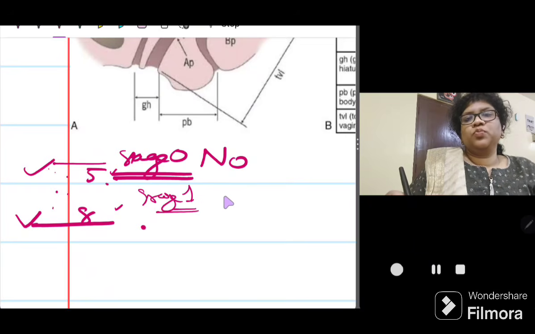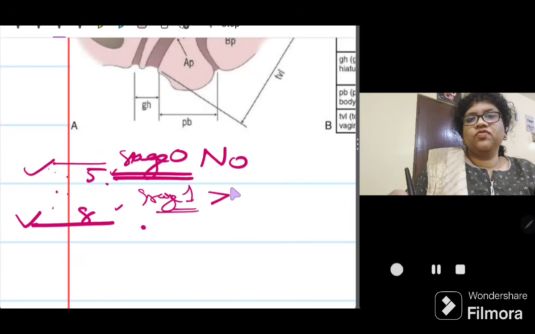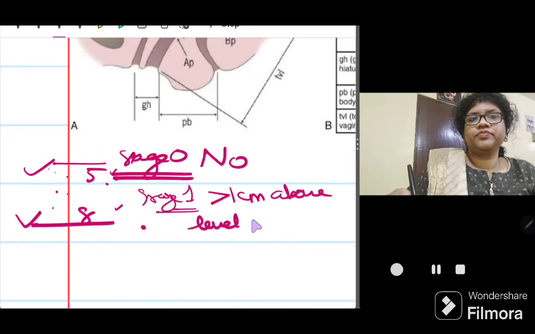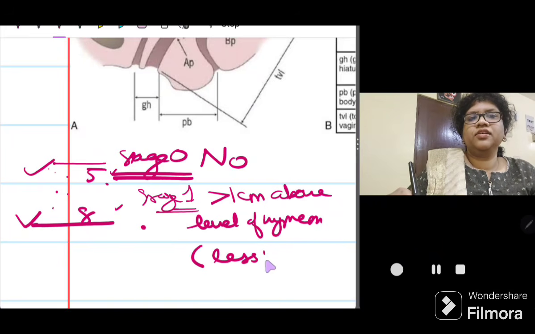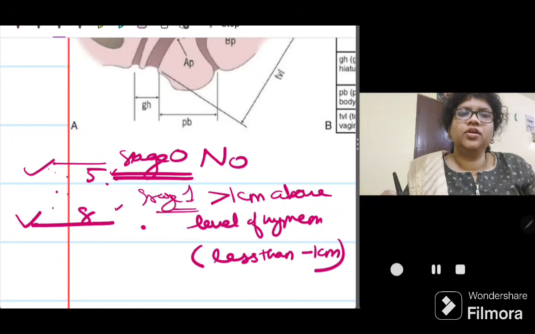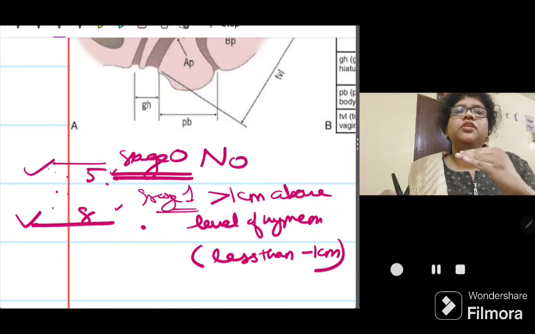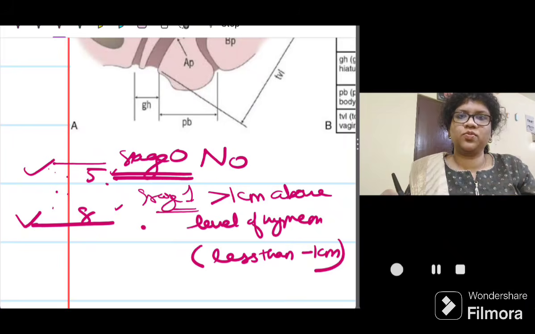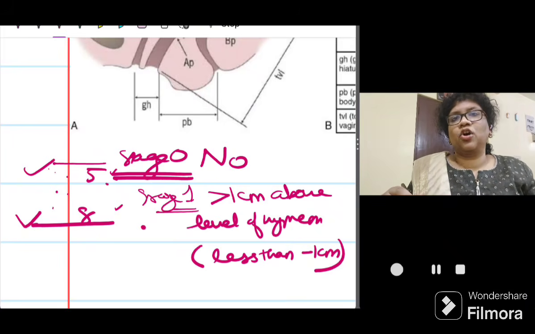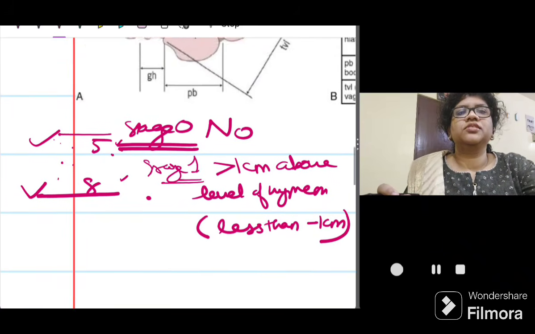where the distalmost portion of the prolapse is more than 1 centimeter but above the level of hymen. Above the level of hymen, that means less than -1 cm. This is important to remember, because 1 centimeter above the level of hymen means it is -1. But it is not in its -3 position also. So normally it should be -3. So somewhere between -1 to -3 it has come out. Okay, so this is stage 1.